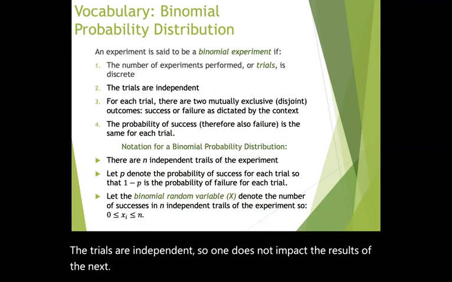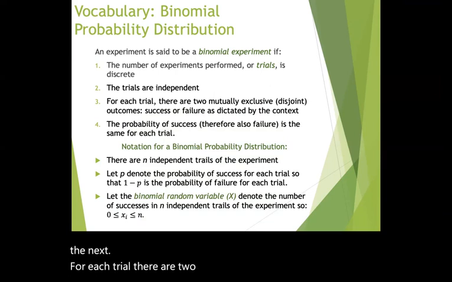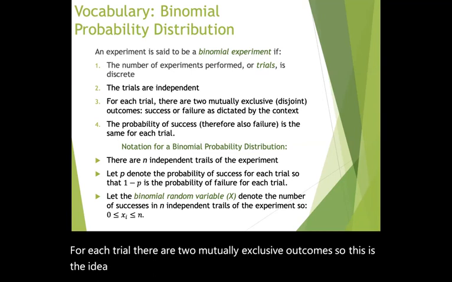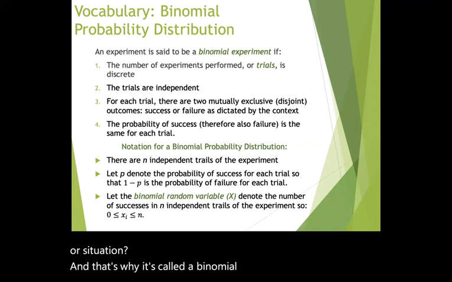For each trial, there are two mutually exclusive outcomes. So this is the idea of success or failure. Can you clearly define it as an either-or situation? And that's why it's called a binomial. There are two possibilities, two and only two.